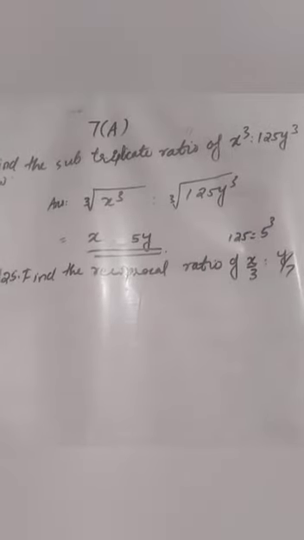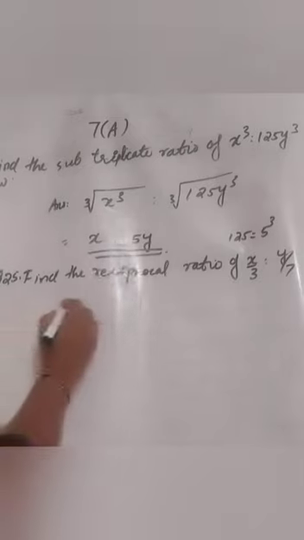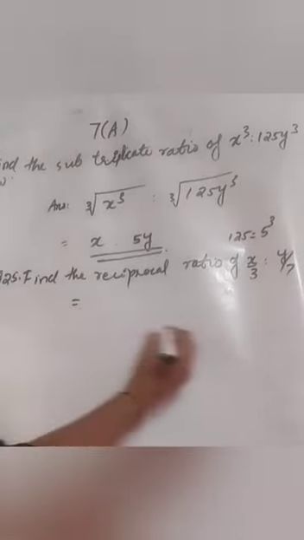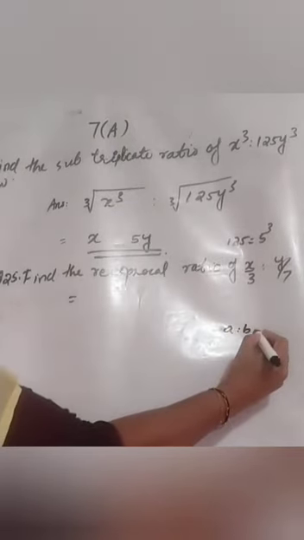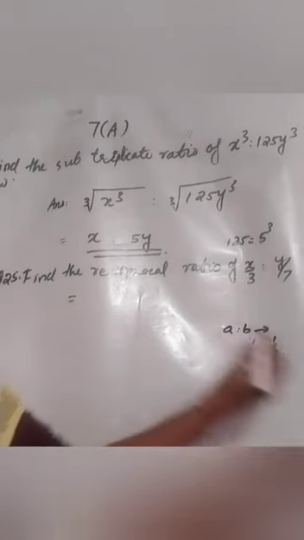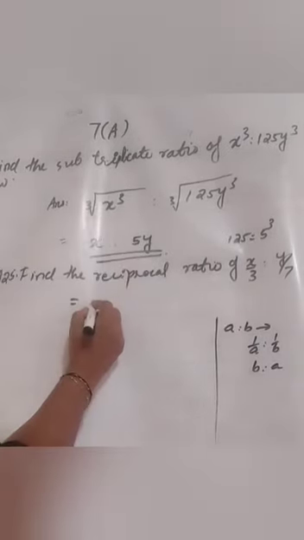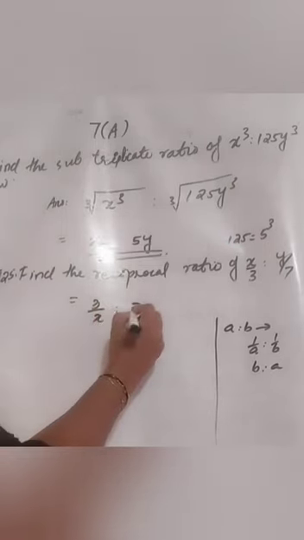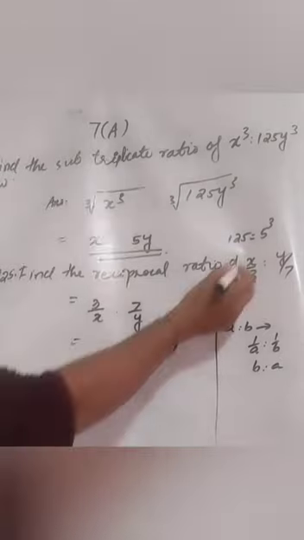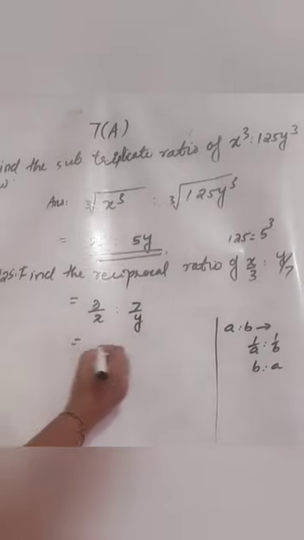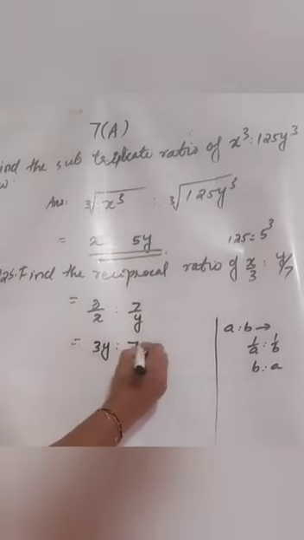Next is question 25. Find the reciprocal ratio of x by 3 is to y by 7. What is the reciprocal ratio of a is to b? The reciprocal ratio of a is to b is 1 by a is to 1 by b, or you can write b is to a. Similarly, what is the reciprocal ratio of x by 3 is to y by 7? It is 3 by x is to 7 by y. That is, the reciprocal of x by 3 is 3 by x, and that of y by 7 is 7 by y. So on simplification we get 3y is to 7x.